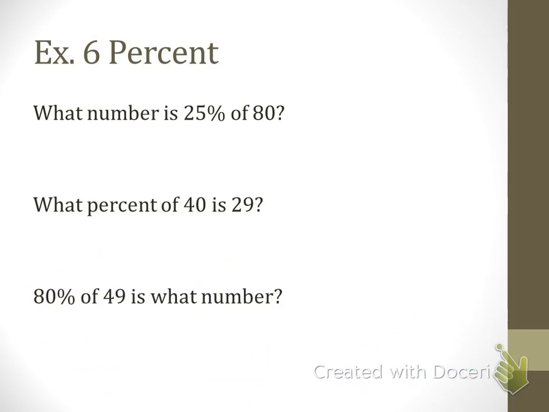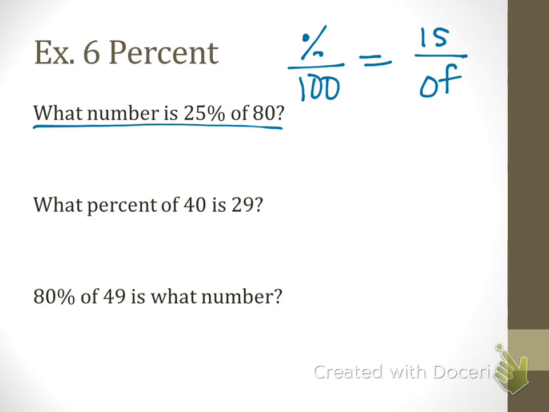Okay? So I need to do percentage over 100 equals, the next fraction is always is over of. Okay? Percentage over 100 equals is over of. So this is all I'm going to do, I just look at my problem and try to fill in a number for each of these pieces of the fraction. Now, you're always going to get 3 out of the 4. One of them is going to be an x, something you don't know. Okay, so let's look at this.